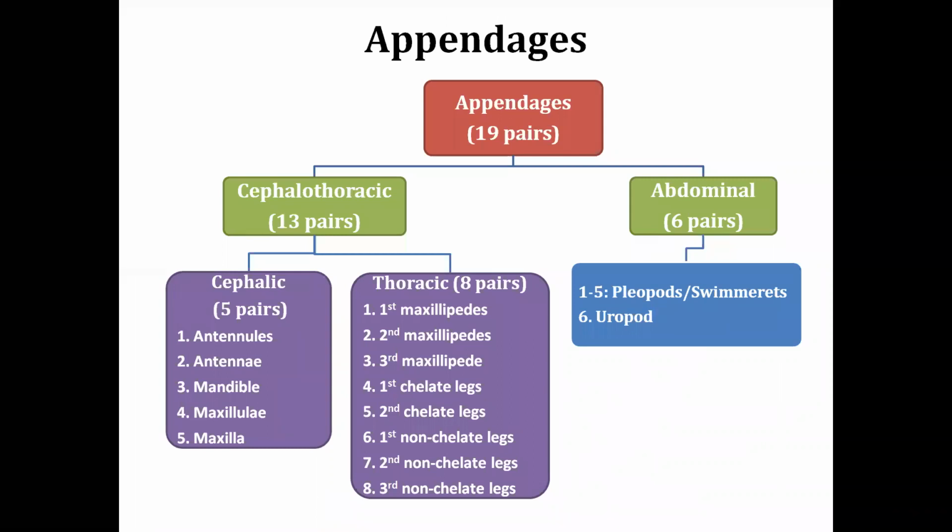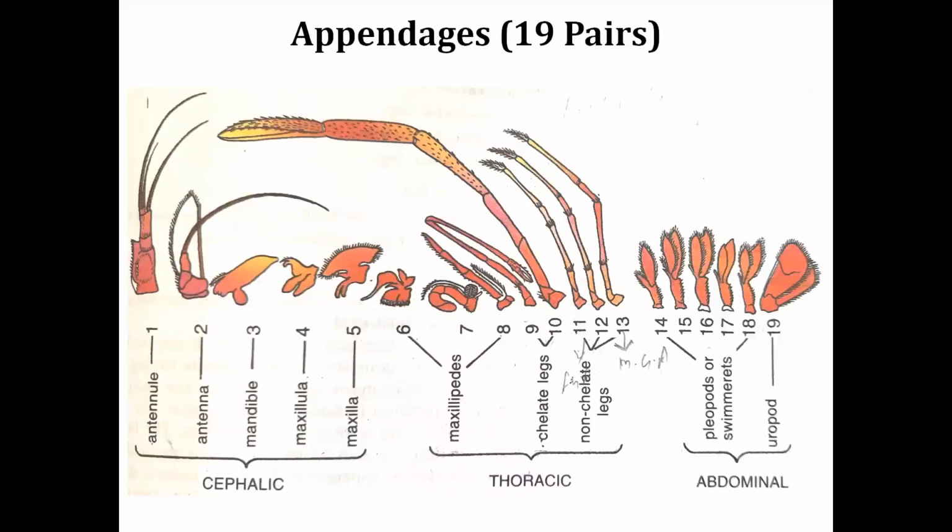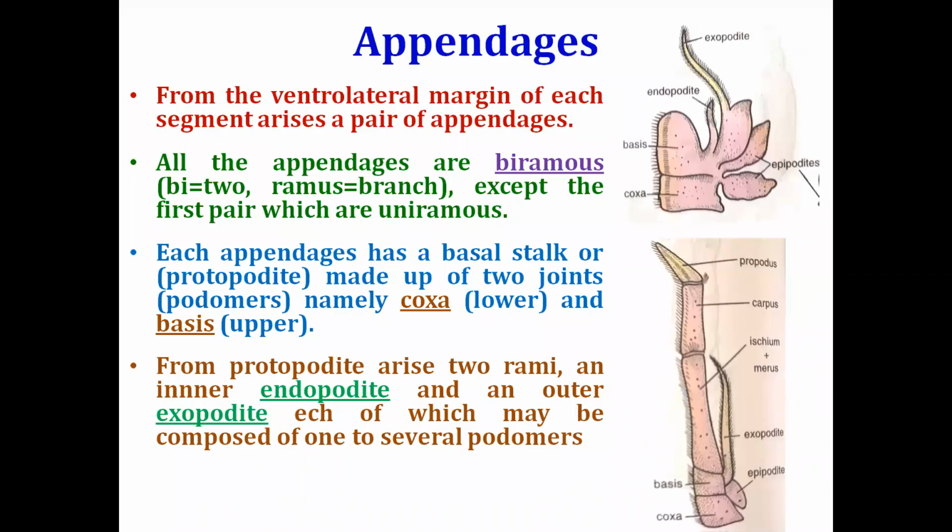And then we also discussed the appendages. As the prawn has 19 body segments, it bears 19 pairs of appendages, 13 pairs cephalothoracic and 6 pairs abdominal. Then we took these appendages one by one. First we discussed the basic structure of the appendages. All the appendages in this palaemonoid prawn are biramous, meaning branched, except the first pair, which is uniramous. The first pair of appendages is basically the antennule.